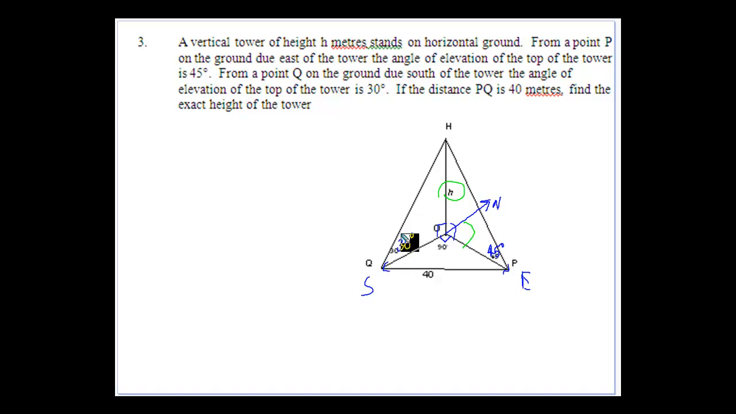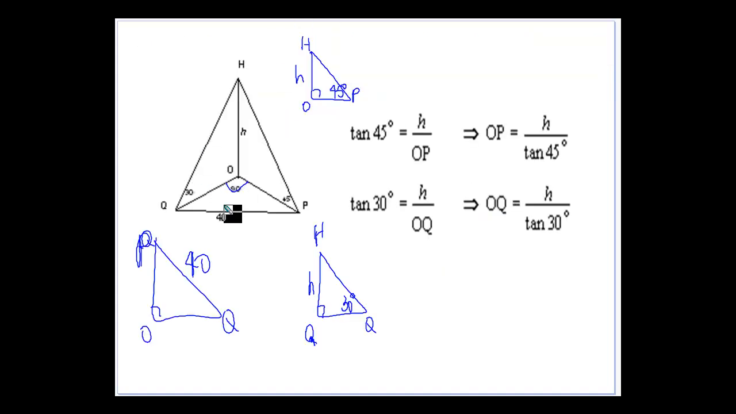We got an elevation to the tower of 30, and we had the elevation of 45 there. So you can start to see our triangles that we have existing, and we've got a distance from P to Q of 40 meters. And what we want to do is find the height of the tower. So we want to get some triangles related in here. So we draw them up.